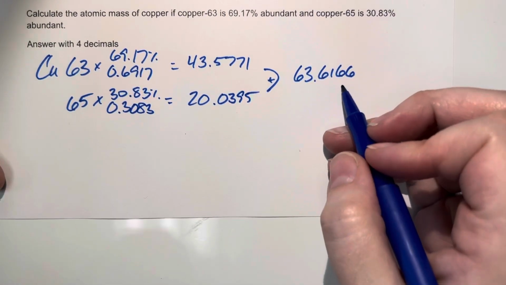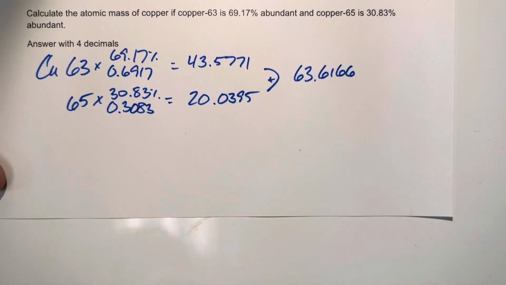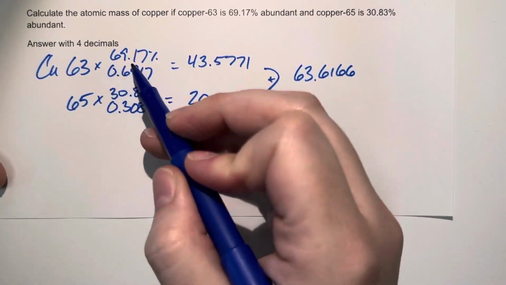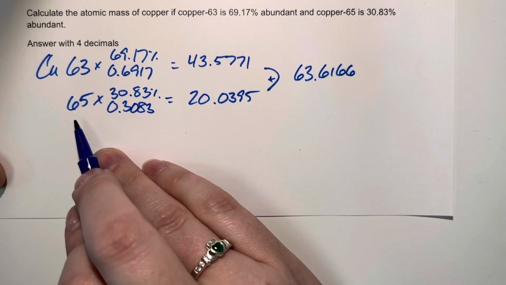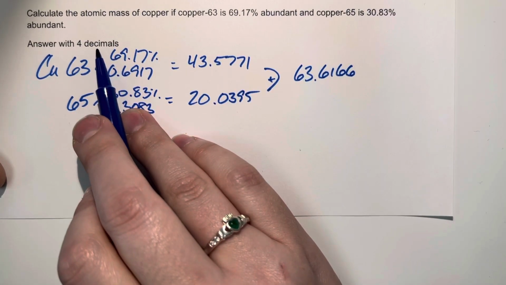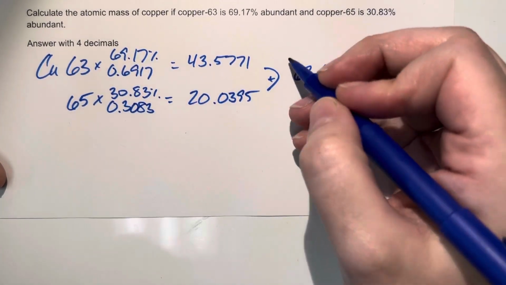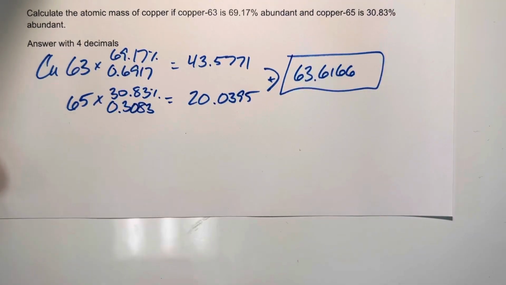Making sure that this makes sense, this should be between these two numbers. It is. And it should be closer to the number that I have a greater abundance of. I have a greater abundance of 63, so it should be closer to 63 than to 65. It is. I'm asked for 4 decimals. This has 4 decimals, so this would be my final boxed answer.